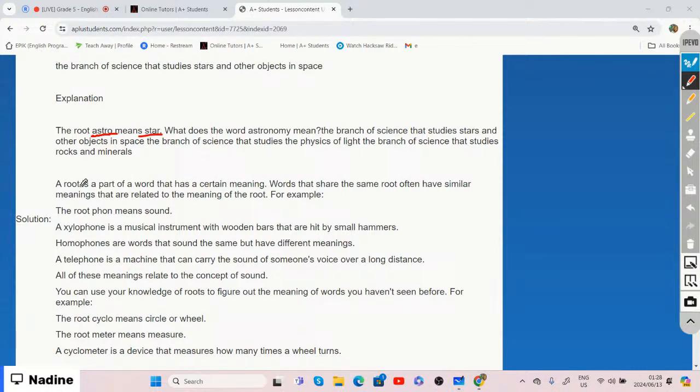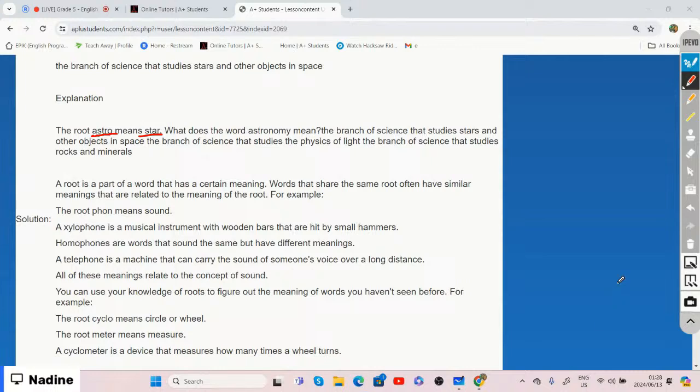Always, before we go to the root word astro, right? We said that a root is a part of the word that has a certain meaning, and words that share the same root often have similar meanings that are related to the meaning of the root, right? And we made examples of phone, like xylophone, homophone, telephone, cell phone, saxophone, right? Those are words that are all related to sound, because of the root that means sound. The root phone means sound.